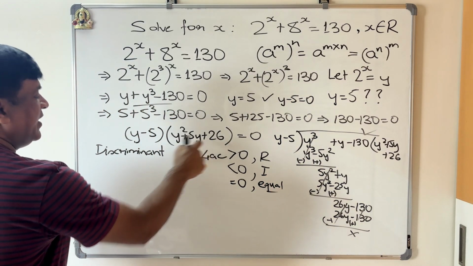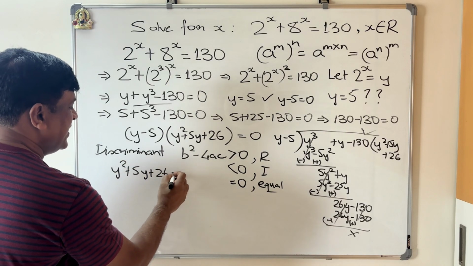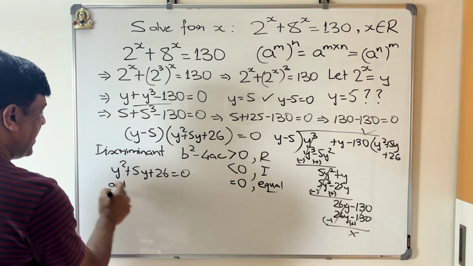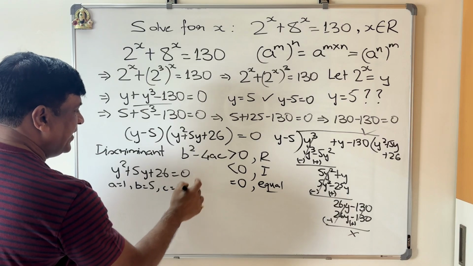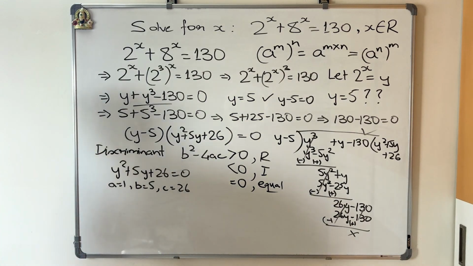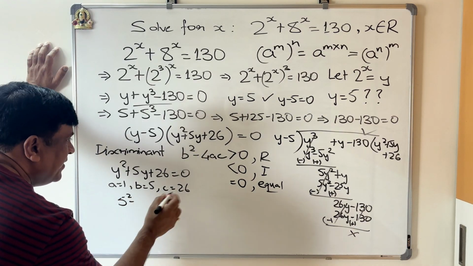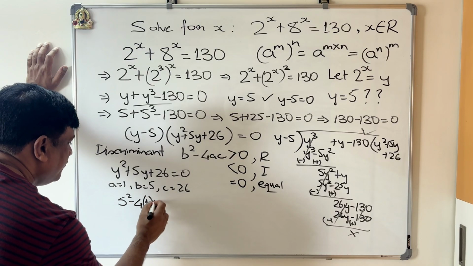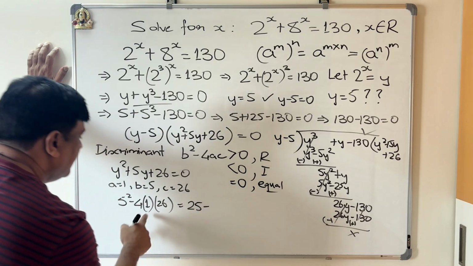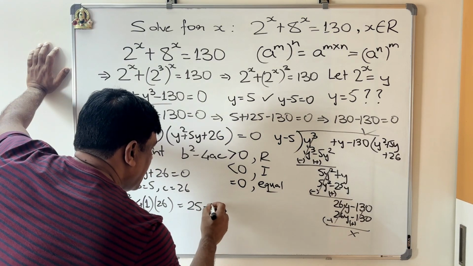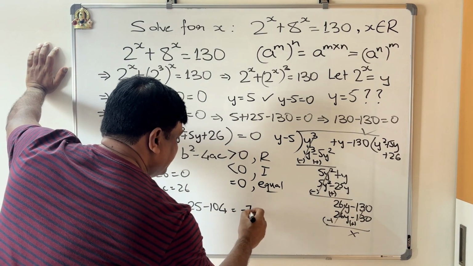So let's find out. Take this equation, y square plus 5y plus 26 equal to 0. What is the value of a? a is equal to 1, b is equal to 5 and c is equal to 26. Let's put the values over here. So what do you get? You get b square, 5 square, minus 4 times a is 1 and c is 26. What do you get? It is 25 minus 4 6s are 24 and 104, right? When you do the math, you get minus 79.